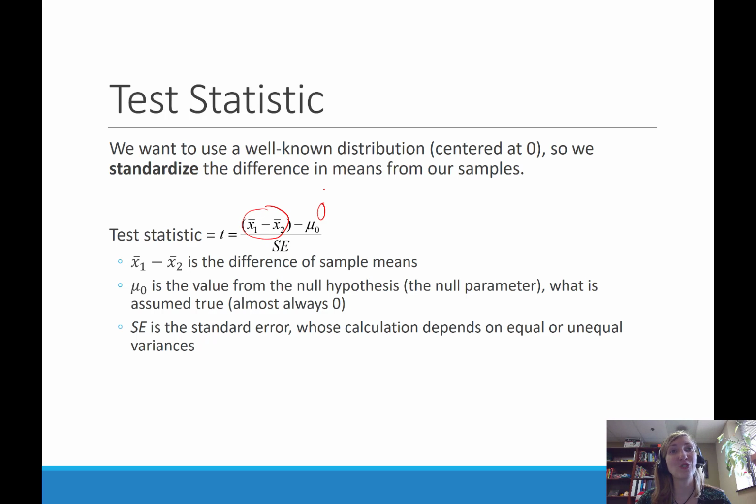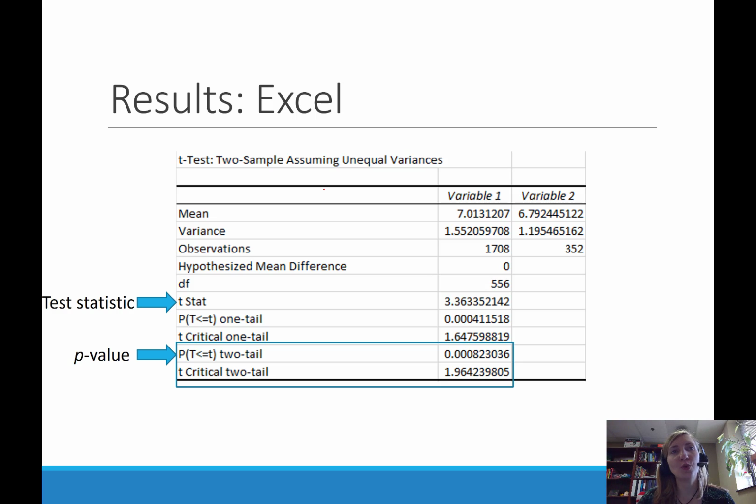However, we don't have to do this by hand. STAT+ in the Analysis Toolpak will calculate a t-test assuming equal variance or unequal variance. The results on the slide will be formatted similarly no matter which software you use. The test statistic is labeled as t-stat, which is 3.36. Since the research hypothesis is two-sided, not equal to, we are interested in the two-tailed p-value, which is on the next to the last line.